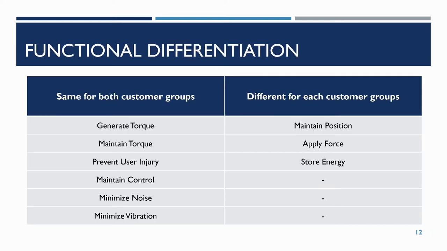From the FAST diagram, we categorize its functions by customer groups. The functions of maintain position, apply force, and store energy are required in different ways for the customer groups. For professional use, they need to maintain position more reliably, need to apply more force to secure drill bits better, and need to store energy to run the power drill more conveniently, whereas for student use, those functions aren't as important. The rest of the functions listed are the same for both customer groups.